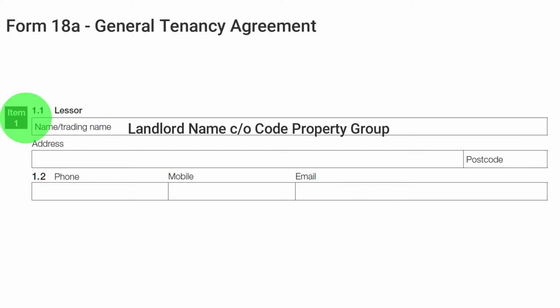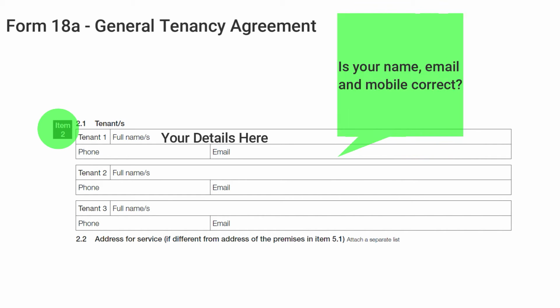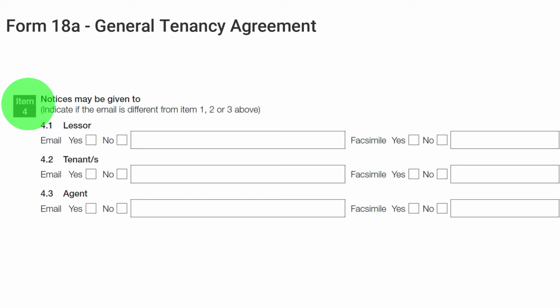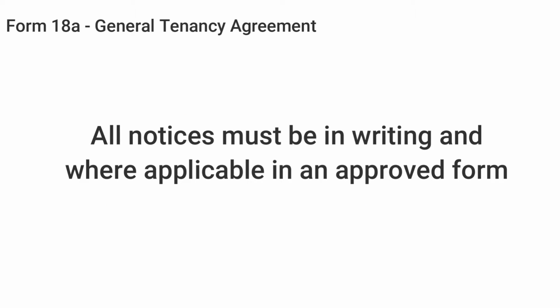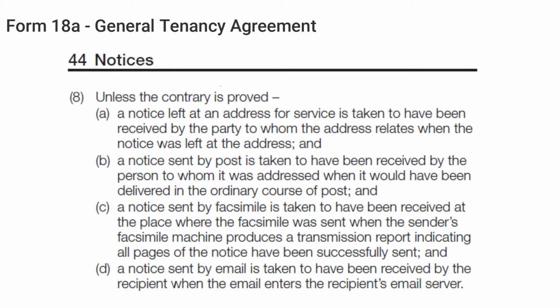Item 1 of the contract has the owner's name, care of the agency. Item 2 has your details. Please check to ensure everything is accurate. Item 3 has the agency details. Item 4 confirms your consent for notices to be issued via email. All notices under this agreement must be in writing and, where applicable, in an approved form. Standard term 44.8d explains that notices sent by email are deemed to have been received once the email enters your service, not when you open the email.